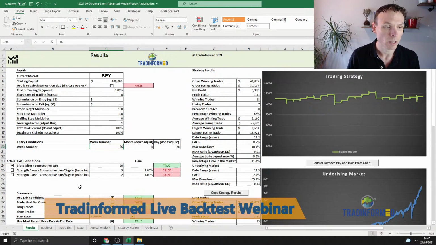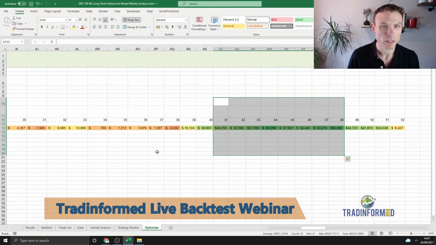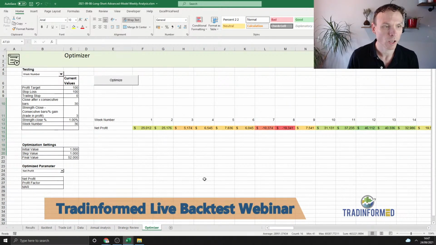So you can see all I'm doing, the only variable, is changing the week. The only close that I'm using here is after a certain number of bars. So this is a time close, so I'm closing it after 30 days. If I click over here, you can see this is the optimizer.